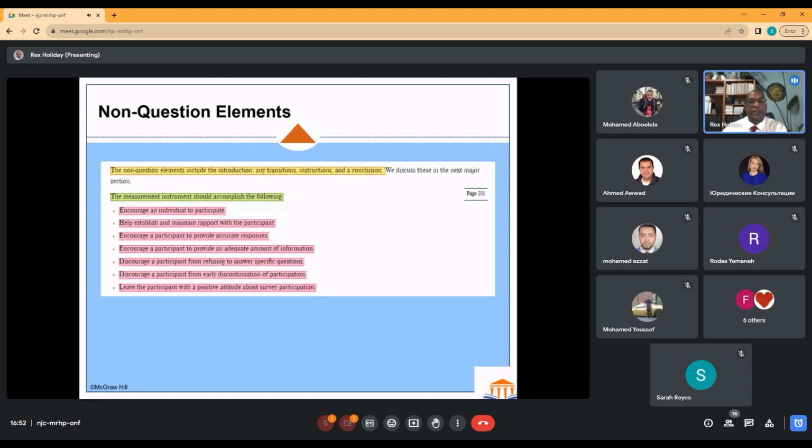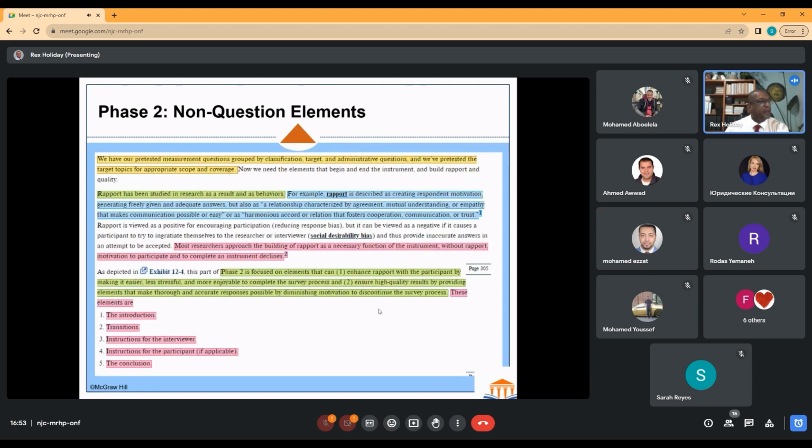So leave the participant with a positive attitude about survey participation. And I think that goes back to some of the comments that Muhammad Yusuf and Muhammad Asad have shared here too. You want them to have a positive attitude about their survey participation, so that they can see the benefit. They can see the bigger picture, if you will, about the survey.